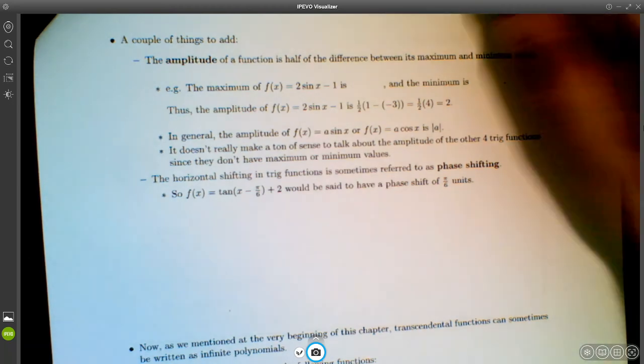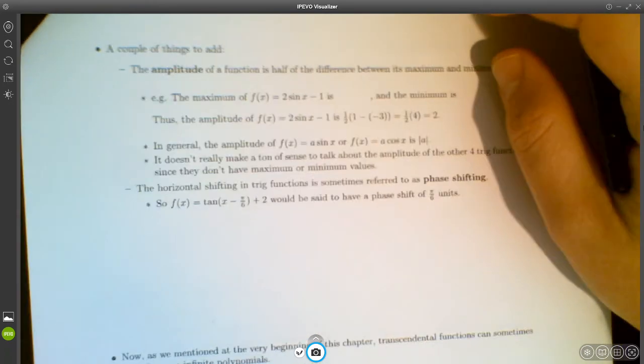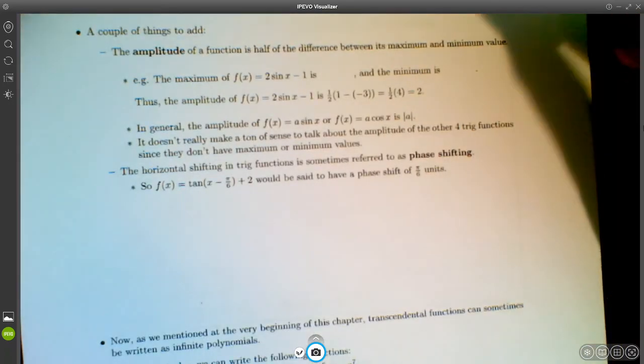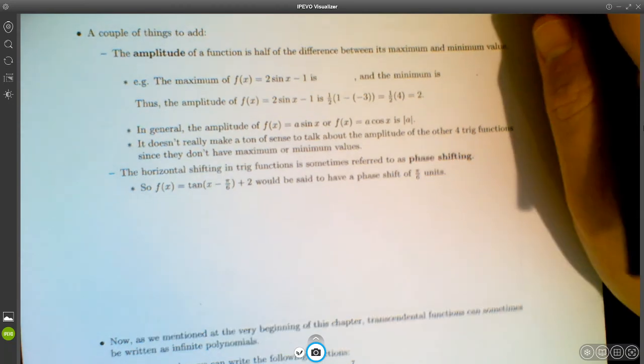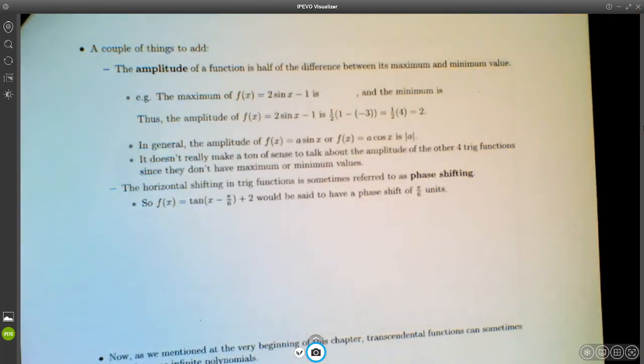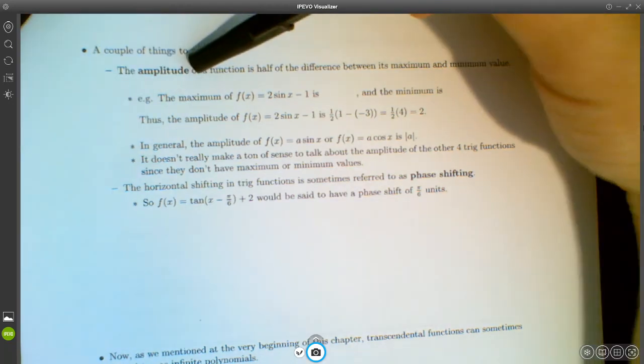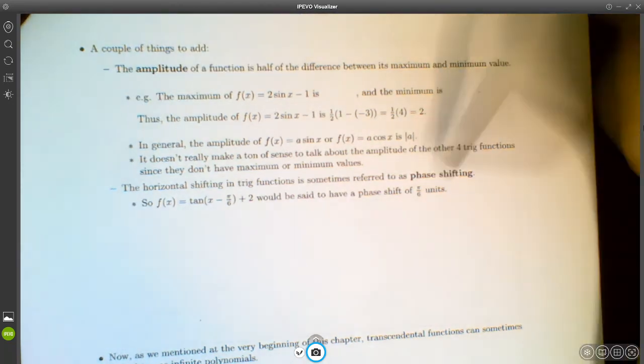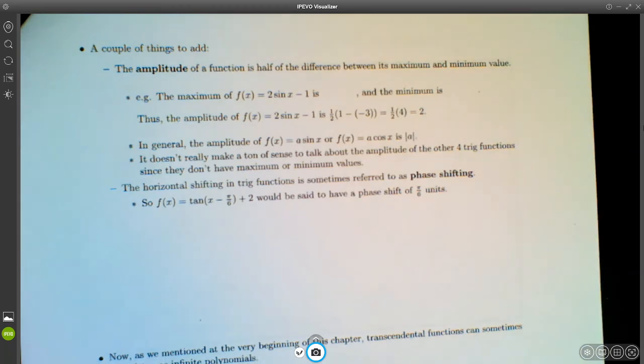However, there are a couple of things on the course outline that I have to cover in order to cover all of the topics in pre-calculus. So I do need to at least briefly mention amplitude and phase shifts because they're on the course outline.